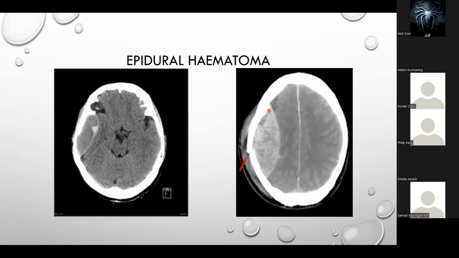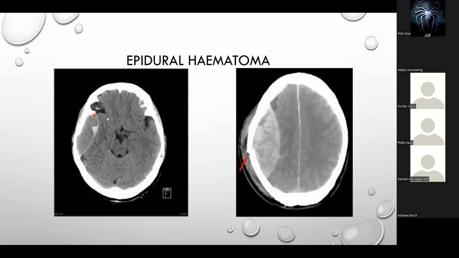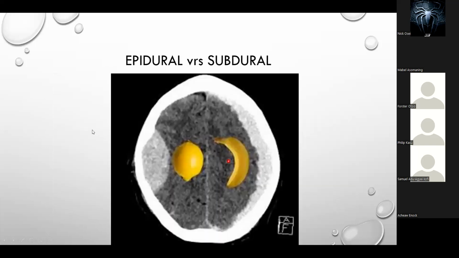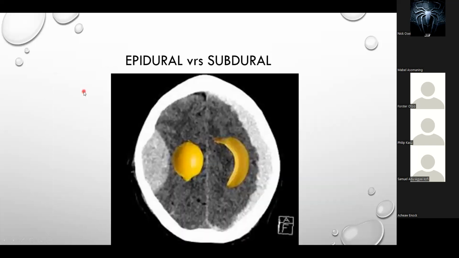All right. So you see that this bleed here follows the contour of the skull, doesn't it? Look. But the one here is not following the contour. Look at the edge of it. Can you see? Yes, doc. So the reason you need to know these is because they have serious implications.